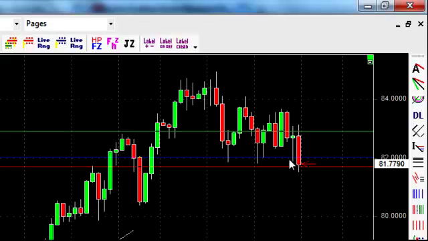But in this case, we have a 31 pip stop. So let's just say 30. And we had a 90 pip gain. We actually had a 1 to 3 risk to reward ratio. All right. So anyway, back to the whole game plan.